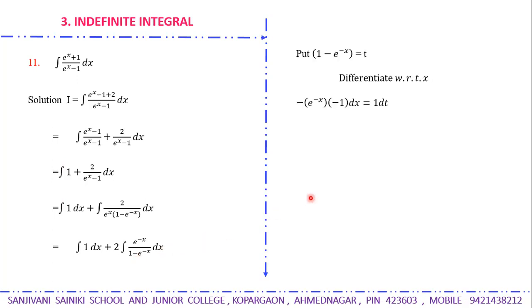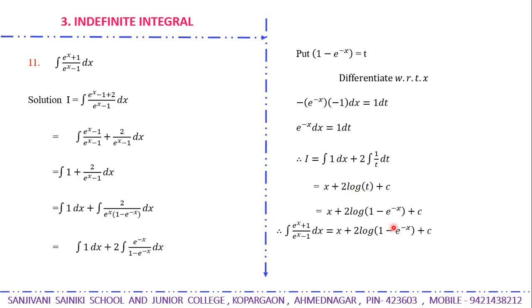So log of f of x here. You can directly use f dash of x upon f of x, or you have the choice of the substitution method. Put 1 minus e raised to minus x equal to t, and differentiating, you will get e raised to minus x into minus 1 dx is dt.